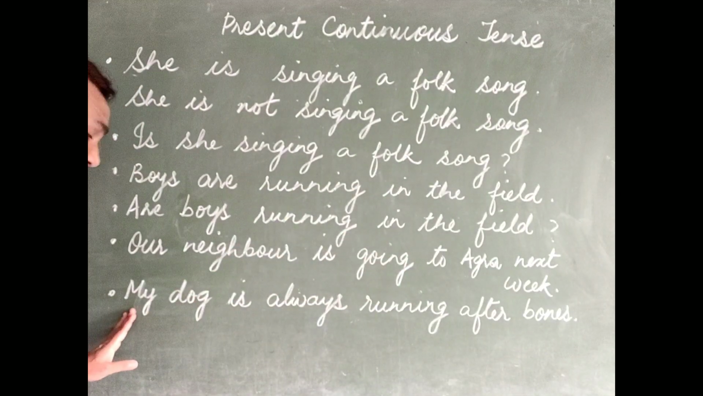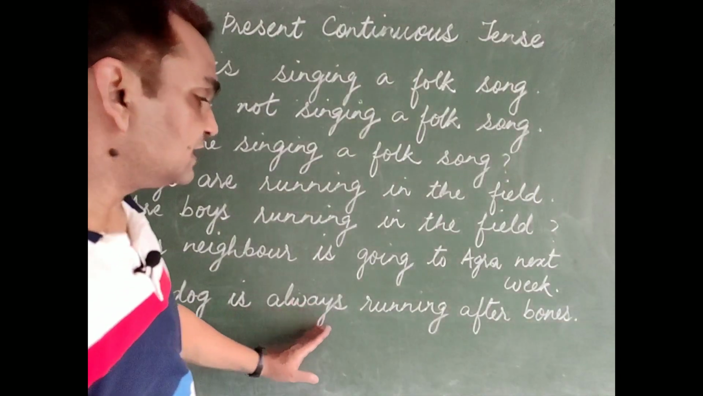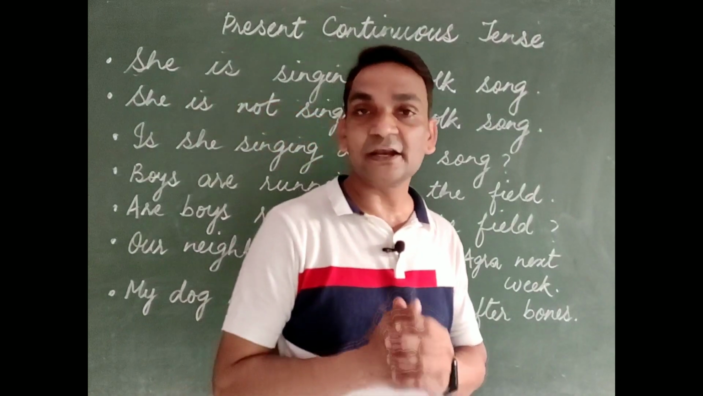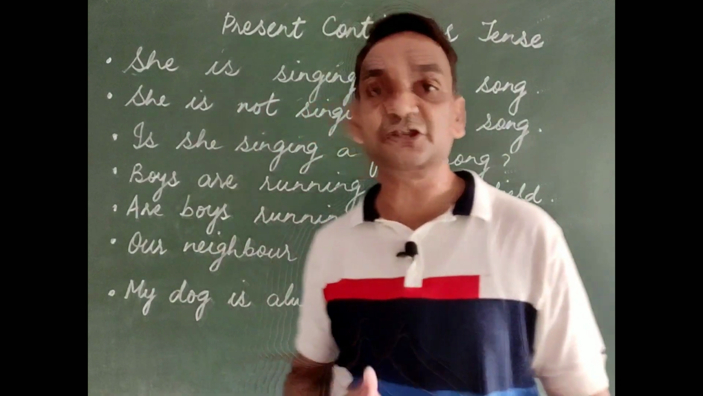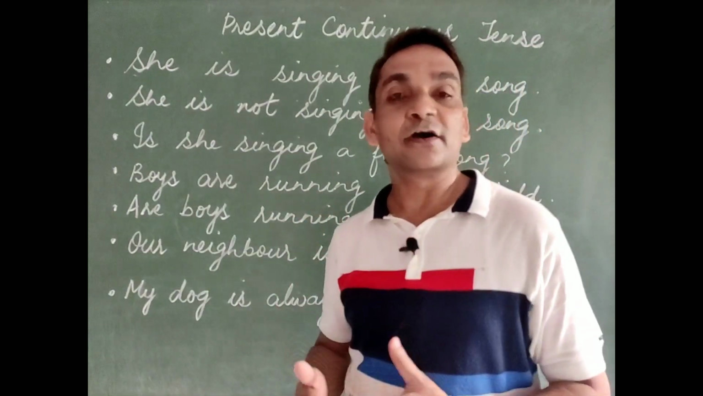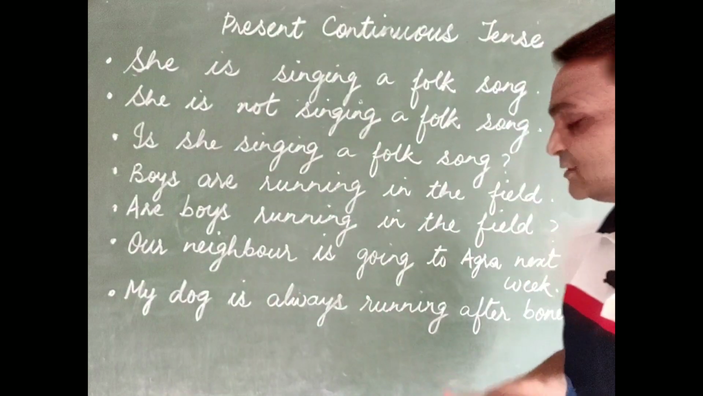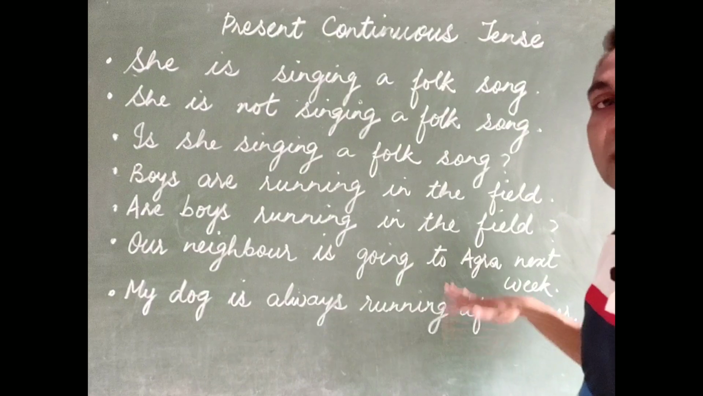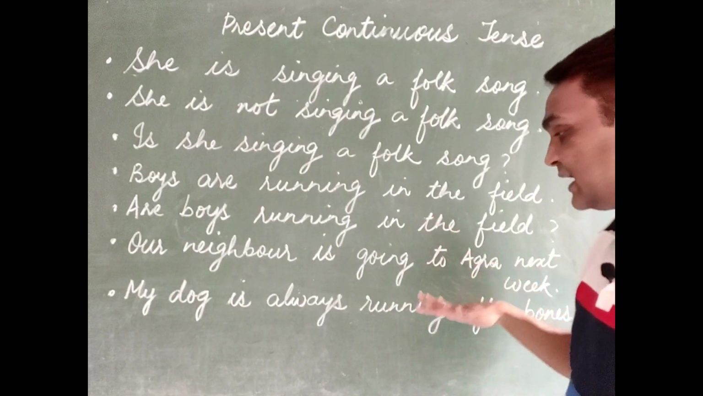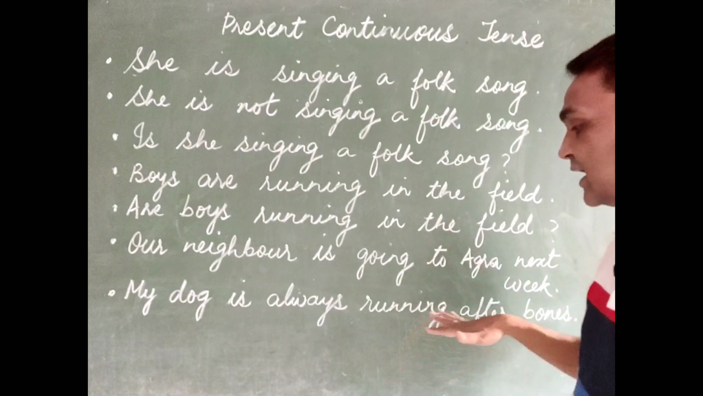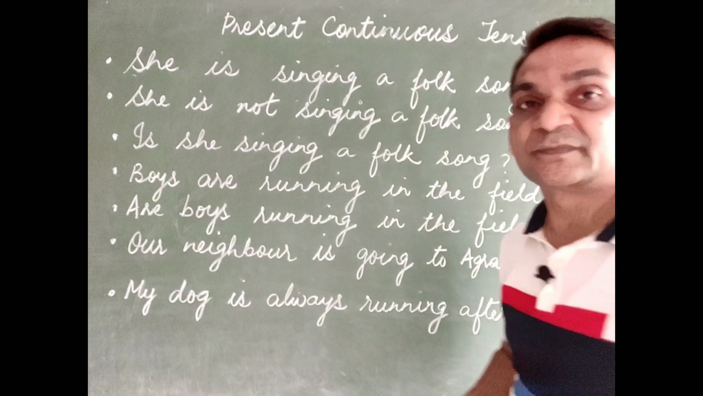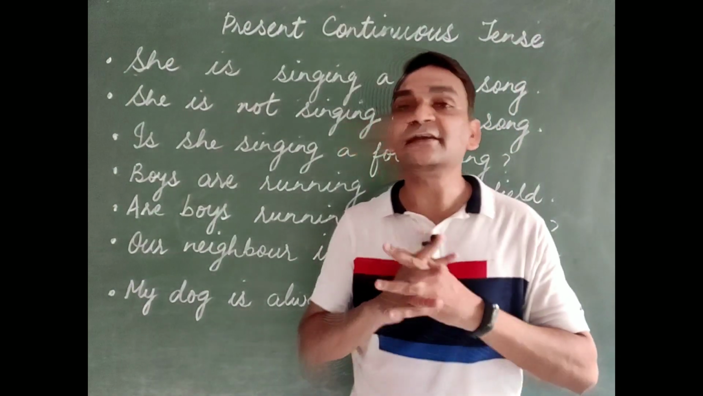And the last sentence, my dog is always running after bones. Now the sentence is in present continuous but used with always, and this shows that I don't like the idea of my dog always running after bones. So this shows that the speaker, that is me, I do not like the idea of my dog just running after bones. So this is all about present continuous tense.